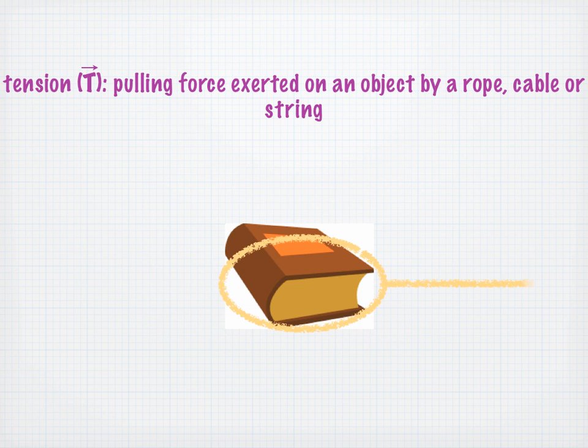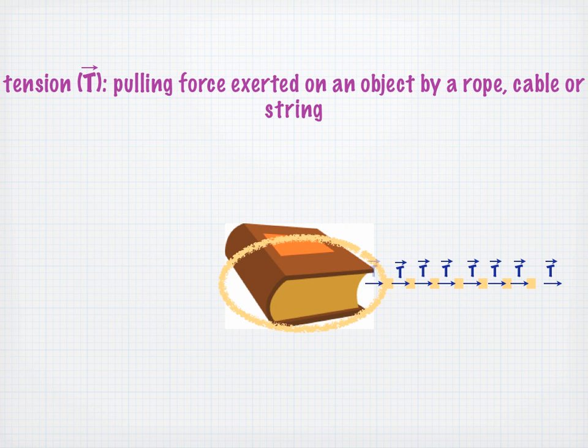To pull this book to the right, we need to apply a force to the far right end of the rope. If we think of the rope as being made up of a bunch of particles, then we can say that each rope particle now applies this force to its neighbor particle until the force is being applied to the book and moves the book.